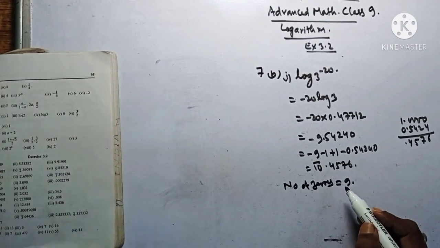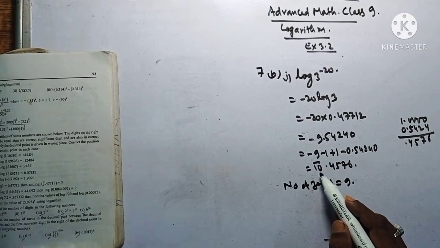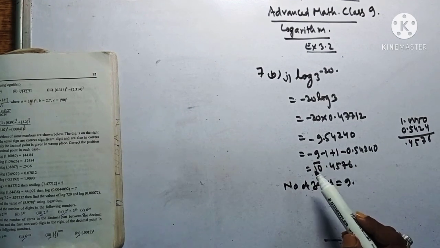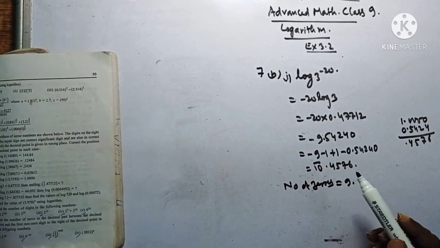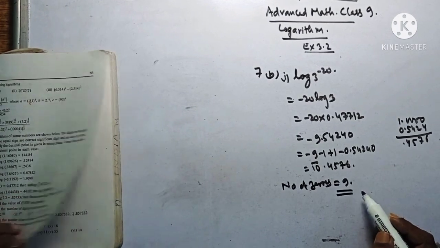To find out the number of zeros, from the characteristic you always subtract 1. And if you have to find the number of digits, then you add 1 to the characteristic. Similarly you can do the other sums.